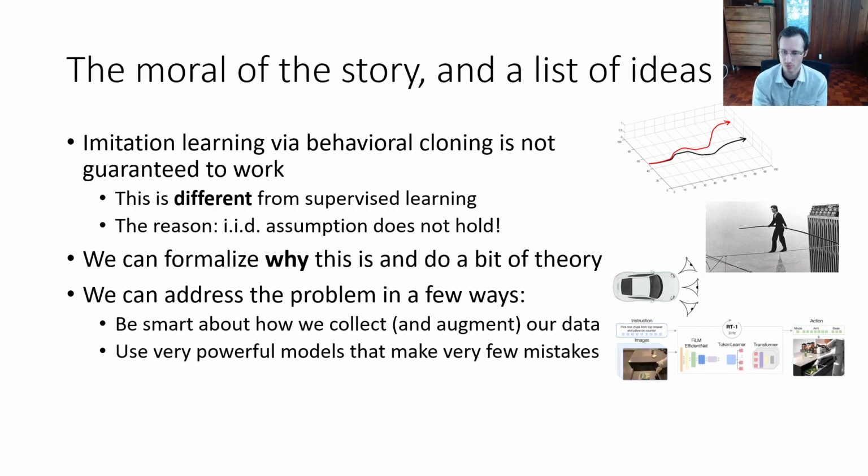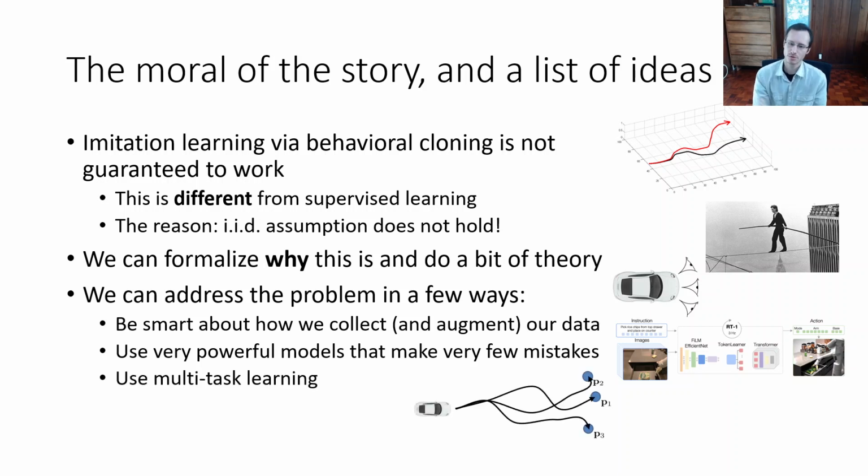We can also use very powerful models that make very few mistakes. Remember that the issue originally was due to the fact that we made those small mistakes in the beginning, which then build up over time. If we can minimize the mistakes, if we use very powerful models, perhaps in combination with the first bullet point, then we can mitigate the issue as well. There are some other solutions that are maybe a little bit more exotic, but can be very useful in some cases. For instance, sometimes switching to more of a multitask learning formulation, learning multiple tasks at the same time, can, perhaps surprisingly, actually make it easier to perform imitation learning.